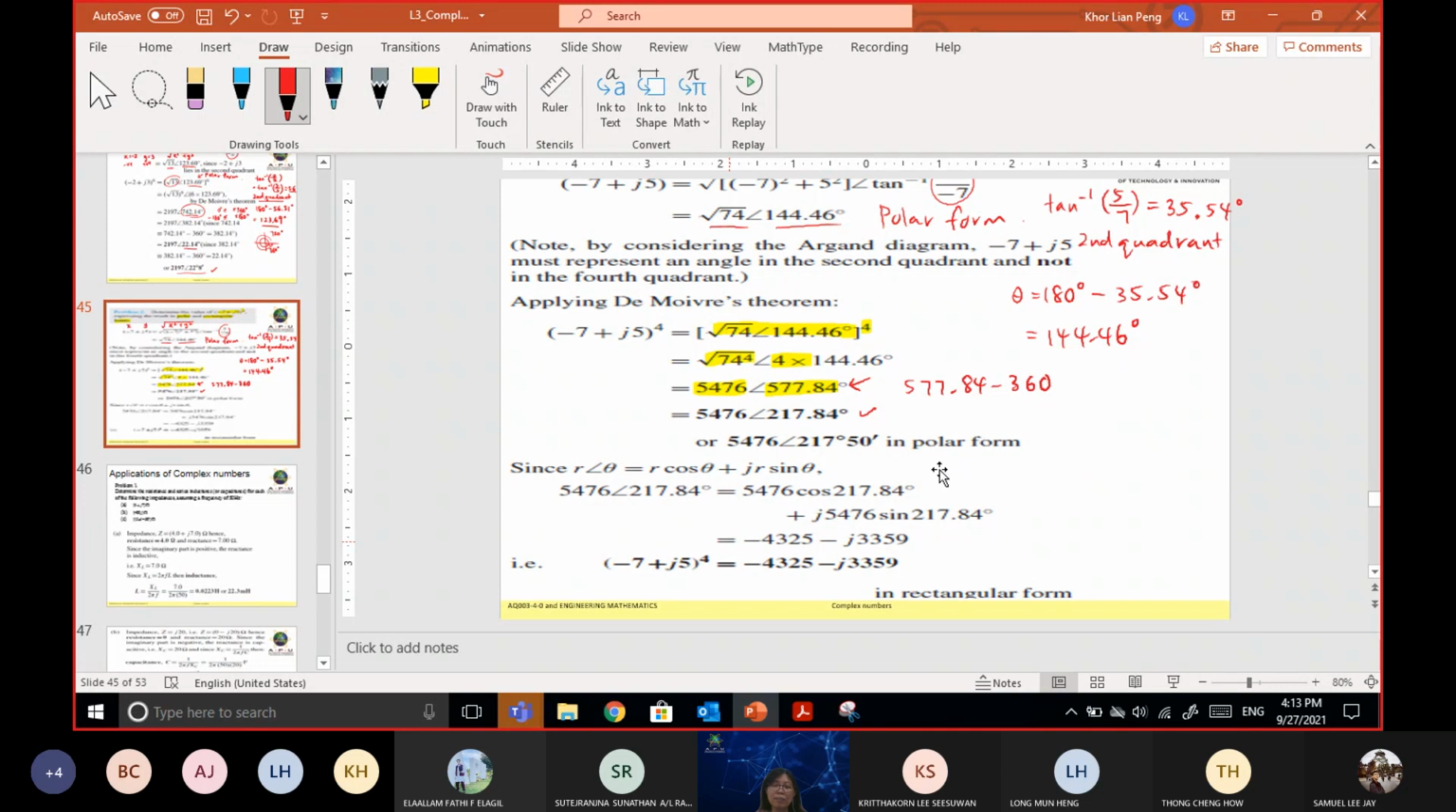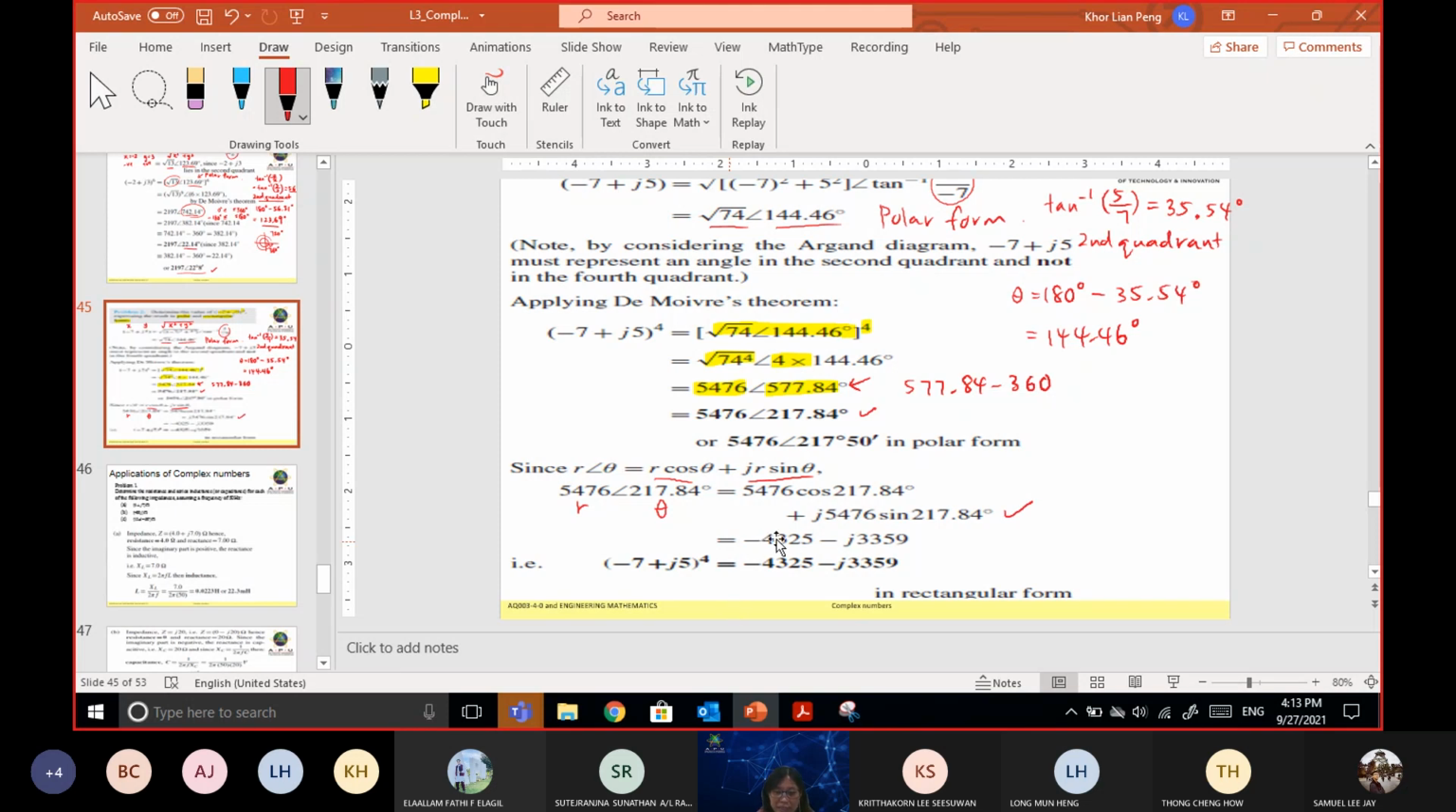Here they didn't proceed further to put in the principal value, so they write it as this one. What is the next? You also require the answer in Cartesian form. Remember, r is 5476, theta is 217.84. So you just calculate r cos theta, j r sin theta. So r cos theta is 5476 cos 217.84, then r sin theta is 5476 sin 217.84. Then you calculate the value.